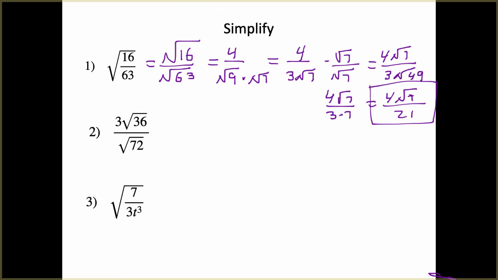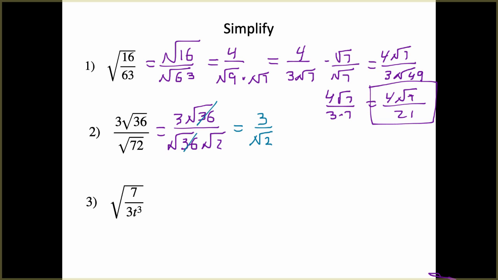For the next one, we have 3 square roots of 36, and we have the square root of 72. There's a couple of different ways to approach this. One is I'm going to leave it as square root of 36 on the top in the numerator because I recognize that I can break the denominator into the square root of 36 and the square root of 2. When I do this, I now have the square root of 36 in both the numerator and the denominator, so I can cancel them out, leaving me just 3 over the square root of 2.